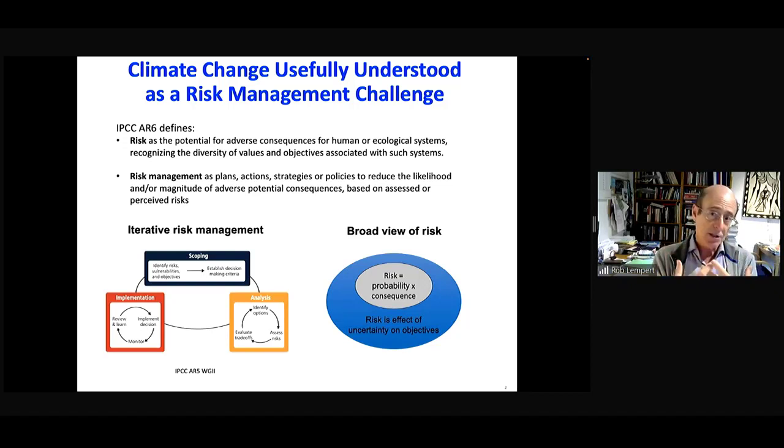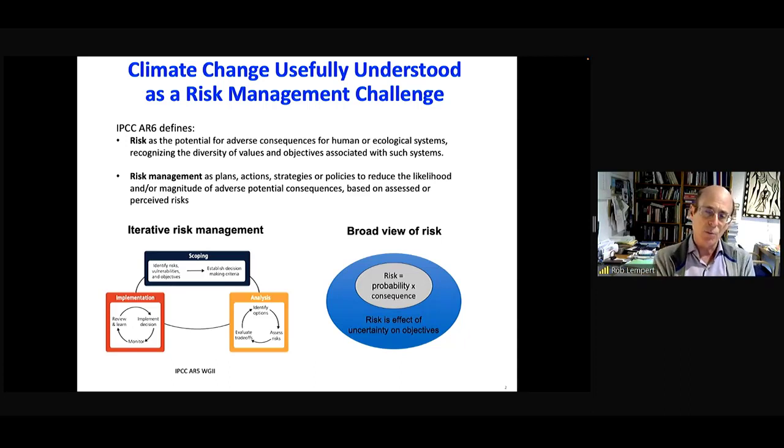climate change can usefully be understood as a risk management challenge. Linda touched on this. Here are the definitions of risk and risk management that were used in AR6. And I just want to emphasize a couple of things here. One is the notion that responding to climate change is an iterative learning process where we scope the problem, do the analysis, implement, learn, and repeat. Linda mentioned the idea of wicked problems and this idea of multiple framings and reframings of the problem is one of the key ways of addressing wicked problems.